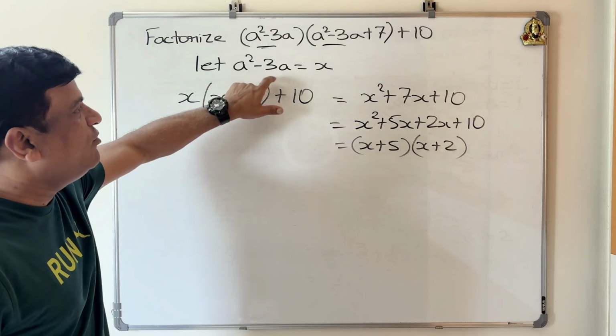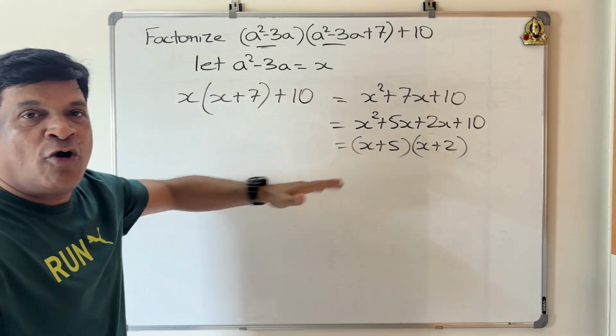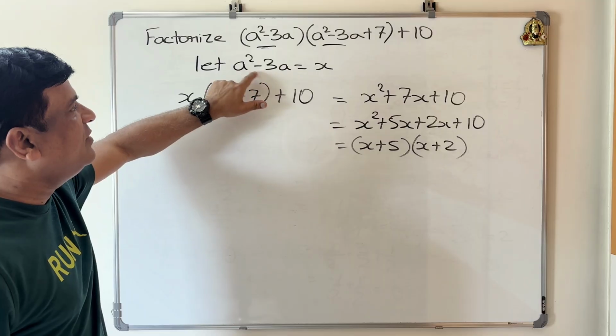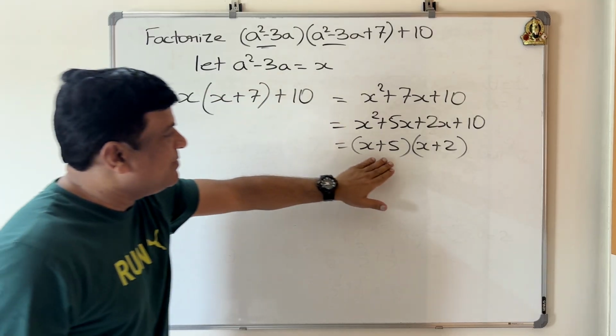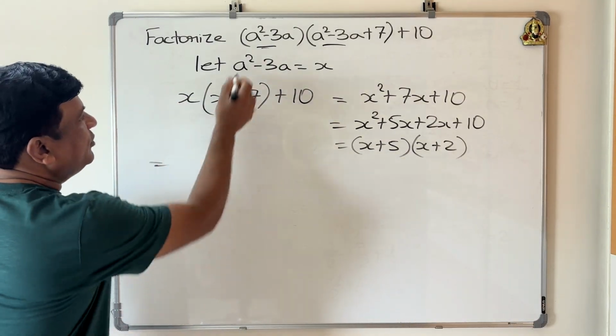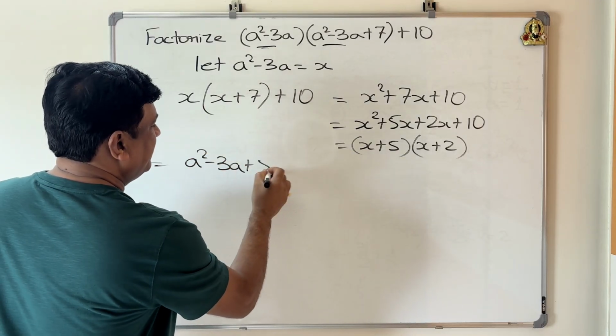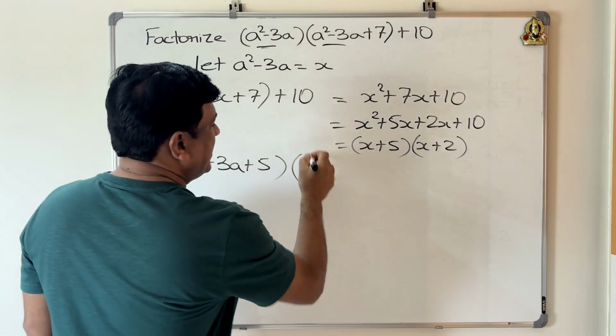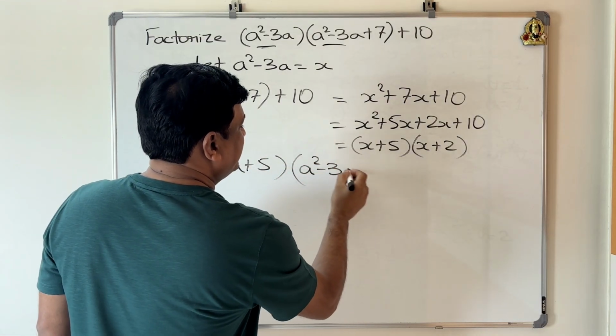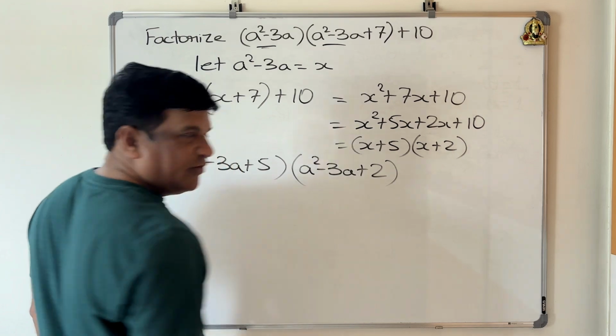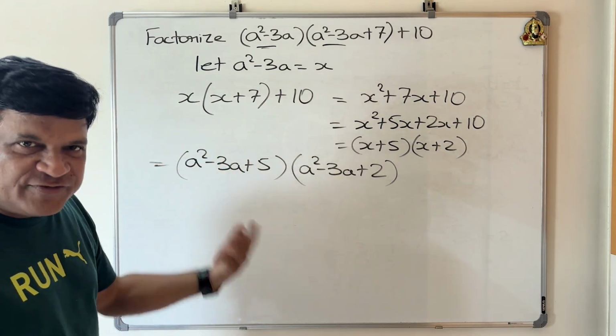Now replace the value of x. x was not there in the problem. You have the expression in terms of a. Replace that value over here. So what do you get? It's (a square minus 3a plus 5) times (a square minus 3a plus 2). So you have factorized to some extent.